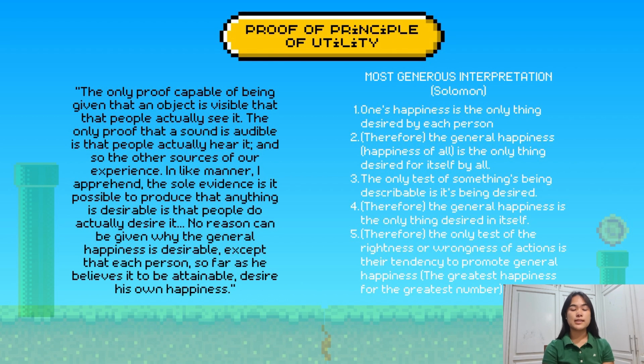Moving on to the proof of the principle of utility. Take a look at Mill's passage. In this passage, Mill argues that the only way to prove that something is truly desirable is if people desire it. He uses examples like visibility and audibility to explain this idea. We know something is visible if people can see it, and we know something is audible if people can hear it. Similarly, we know something is desirable if people want it, or if people desire it.